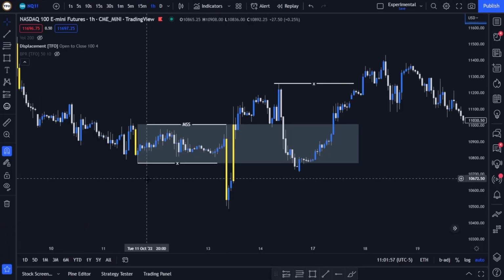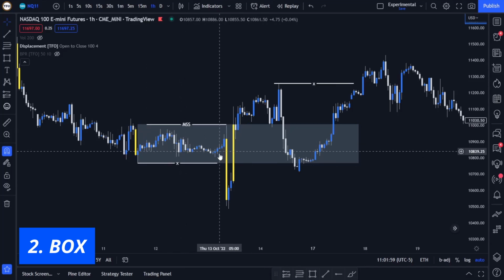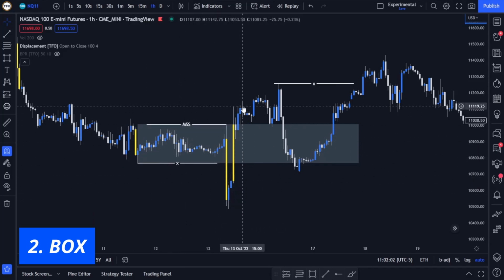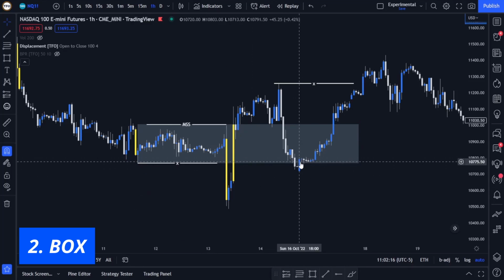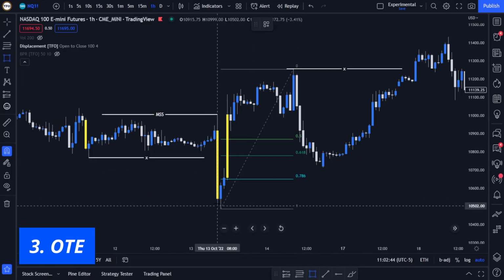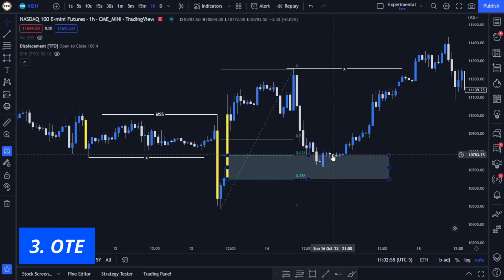We also have a potential box setup here where we have this initial consolidation. We have a quick manipulation back under and back through. And as we come back down to test that initial area of interest, that could be an opportunity to get long. And lastly, you could look for an optimal trade entry that was created from this initial displacement range, where price came into this 0.62 fib and respected that zone.